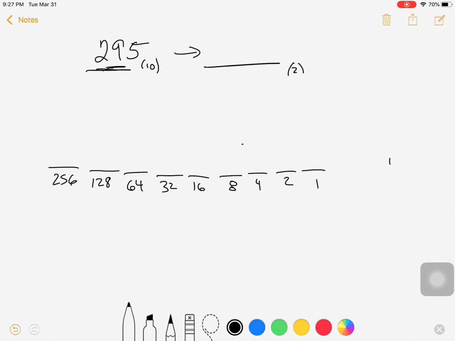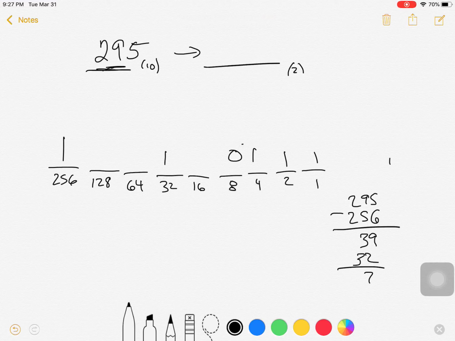So, how many times can 256 go into 295? It can go in one time. And I'm left with 39. Now, if you want to be real clever about it, you can just say to yourself, how can I create 39 from the values here? So I know that I could use a 32, and then I'll have 7 left, and I can make a 7 with a 4 and a 2 and a 1, and all these other values would be 0.